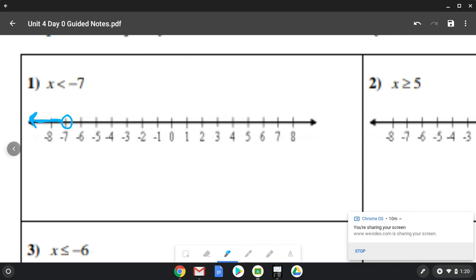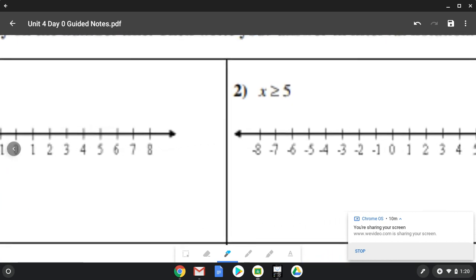And then to write that in interval notation, it goes to the left forever, so that's negative infinity. There's always a parenthesis on the infinities, comma, and then the number that it stops at, in this case, would be -7. And then we said that the open circles are always parentheses. So that would be my answer in interval notation. So that's how we do number 1 for graphing and for writing in interval notation.